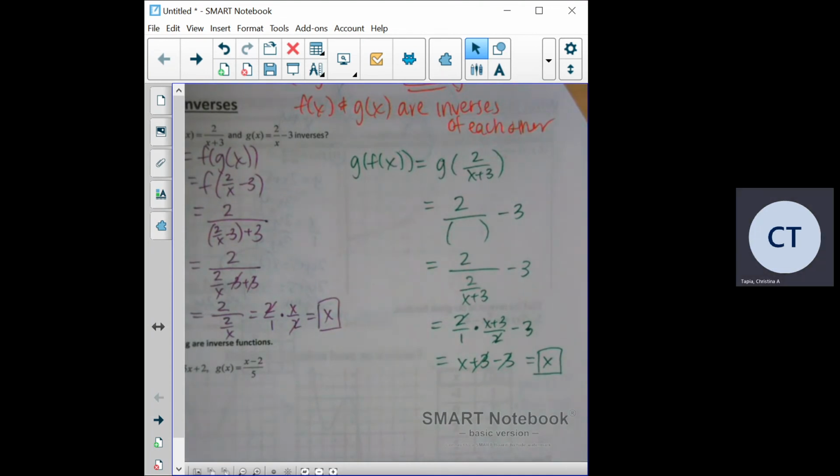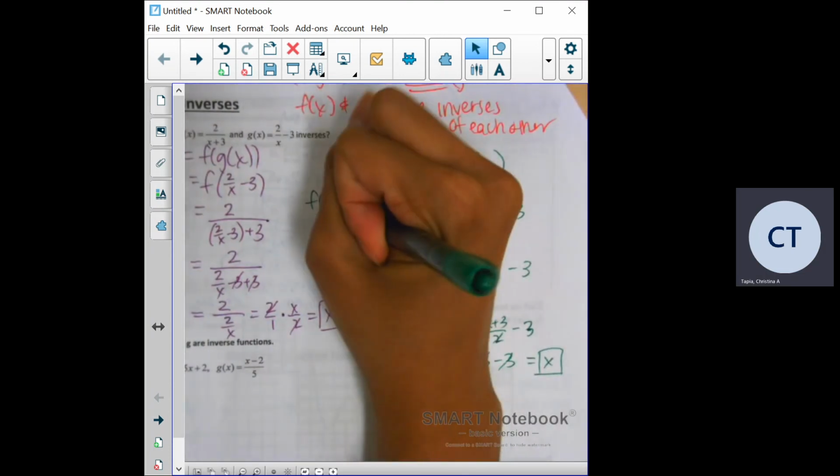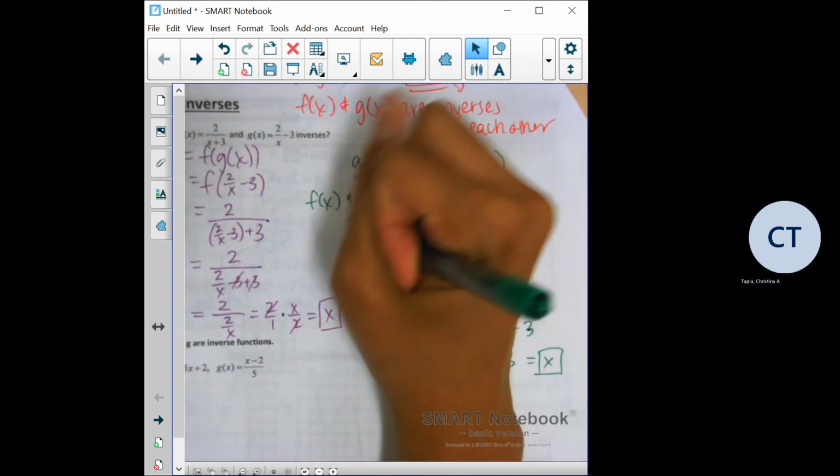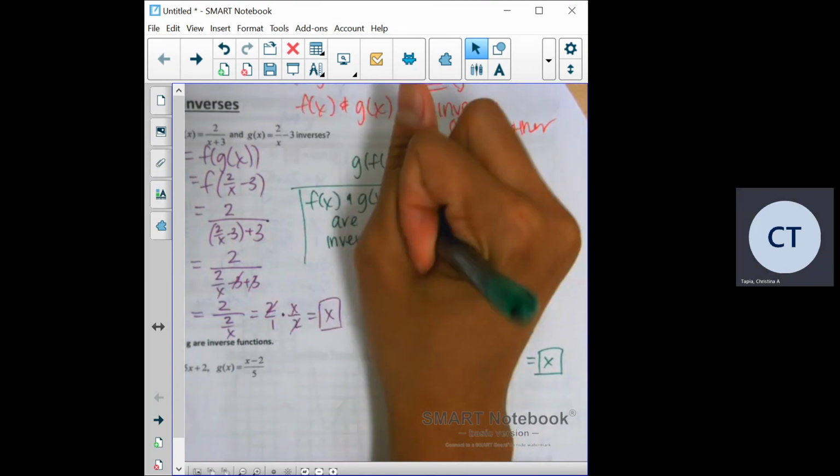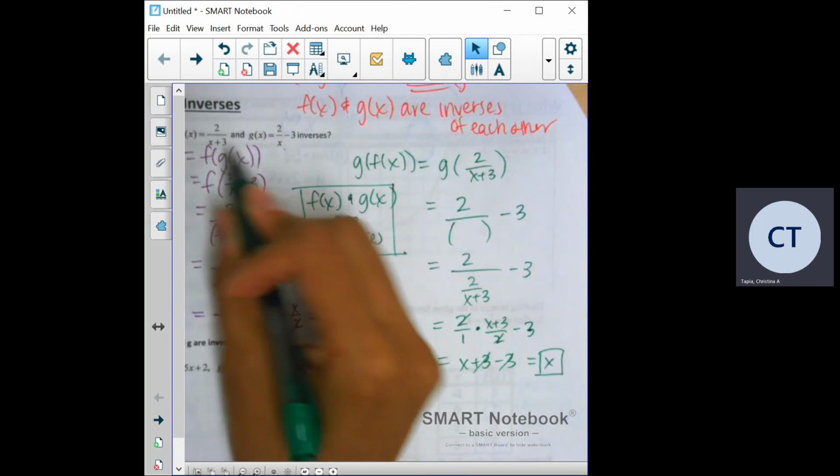So what does that mean for f and g? They're inverses. So f of x and g of x are inverses, specifically of each other. These two functions are inverses of each other.